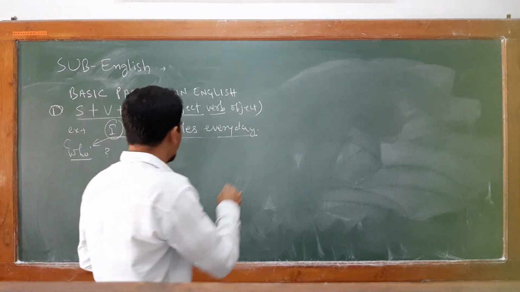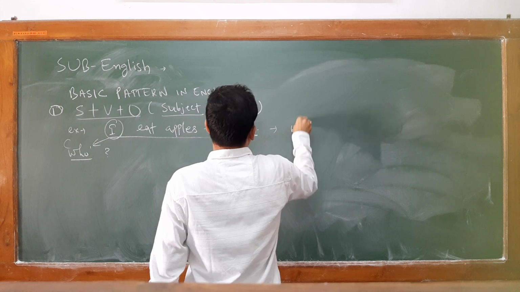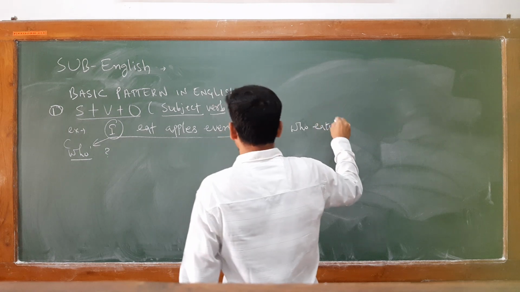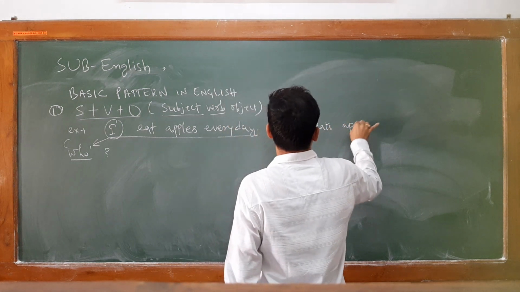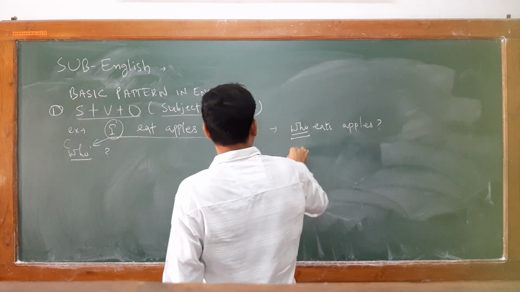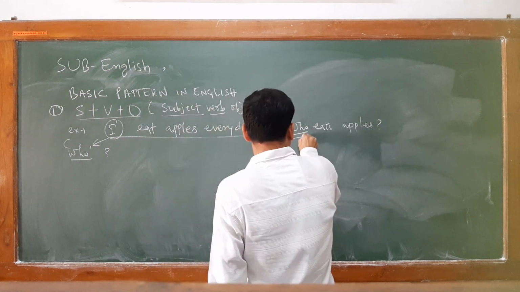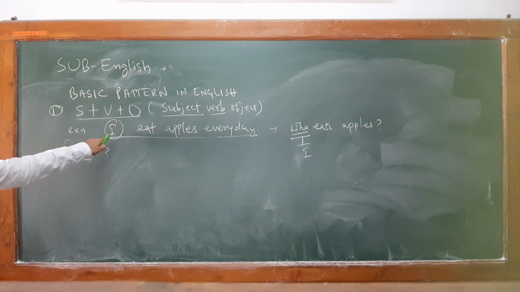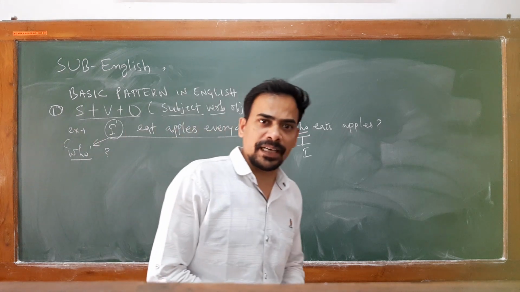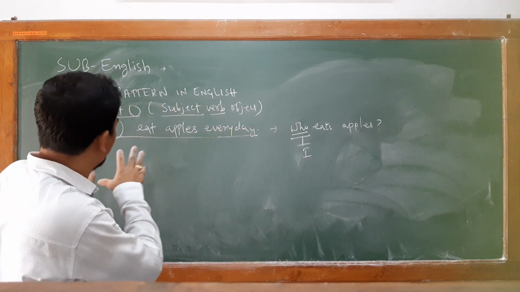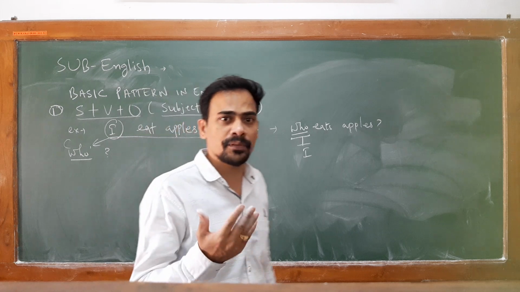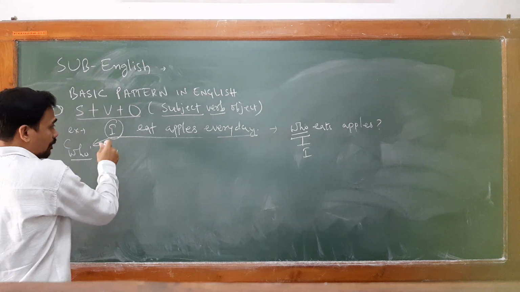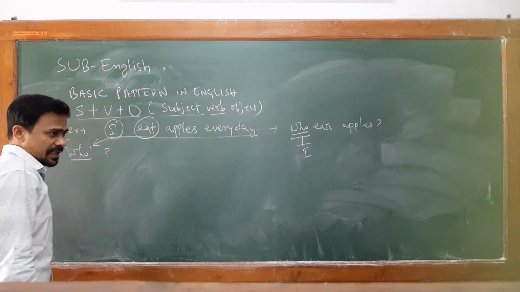So whenever I make a question from here, it means: who eats apples? Okay, who eats apples? Here the subject will become I. Who eats apples here? The subject is coming here: I. So the simple trick is that you start using who, make a question form, and the answer part will become your subject. Now, how to understand the verb?